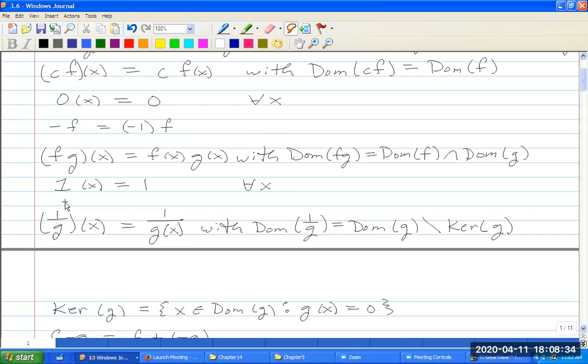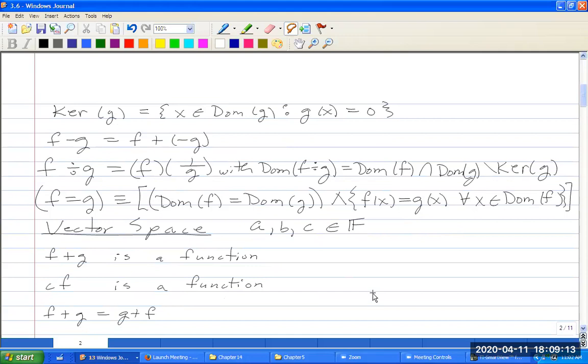I'll define the multiplicative inverse of a function G as having the following rule. 1 over G at X is equal to 1 over G of X, where the domain of 1 over G is the domain of G take away the kernel of G, where, if you remember, the kernel of G is just the set where G of X is equal to 0.